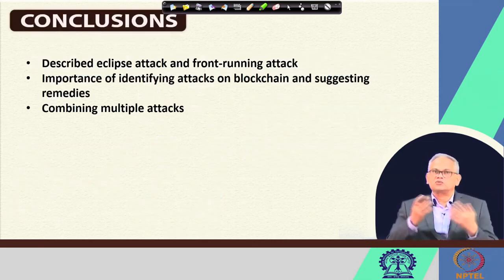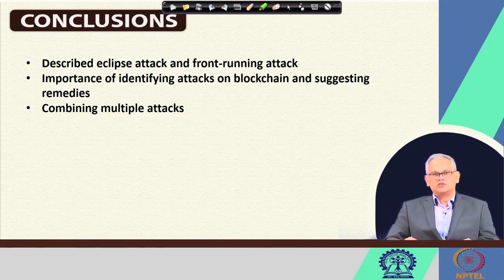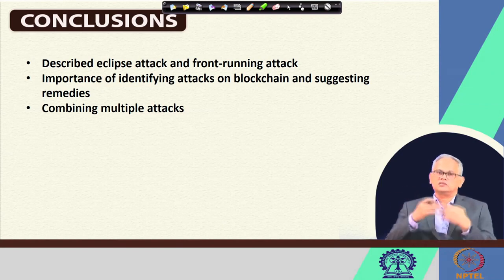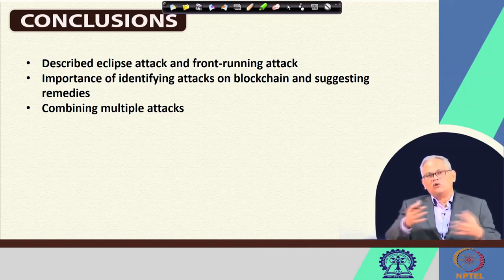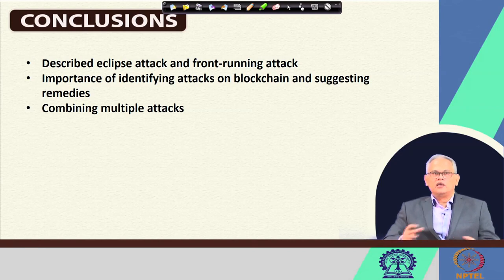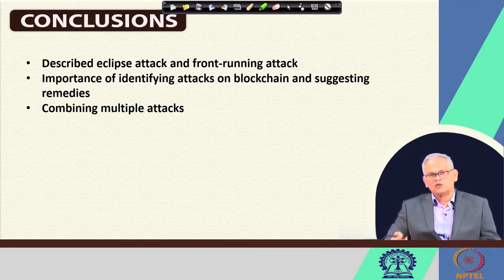So, this actually takes us to the end of this particular lecture of ours today, and to summarize, we have described two types of attacks, namely eclipse attacks and front running attacks. We have identified the importance of these attacks to be detected on a blockchain by the researchers and suggesting remedies, so that this can be fixed in subsequent releases. And of course, we have seen how different such attacks can be combined, like one can have eclipse attacks and then 51% vulnerability, or we have talked about these front running attacks, which can actually be made use of in then carrying out other types of attacks, which we already discussed.